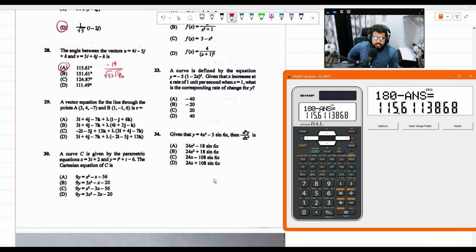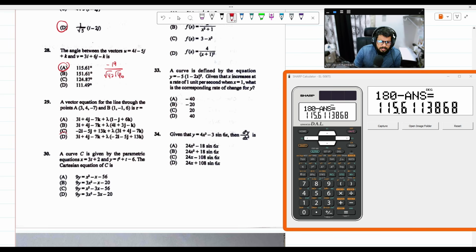Alright, so this one here is another repeat. The answer for this is D, because this vector here is the vector AB but in the reverse, so it's the vector BA.